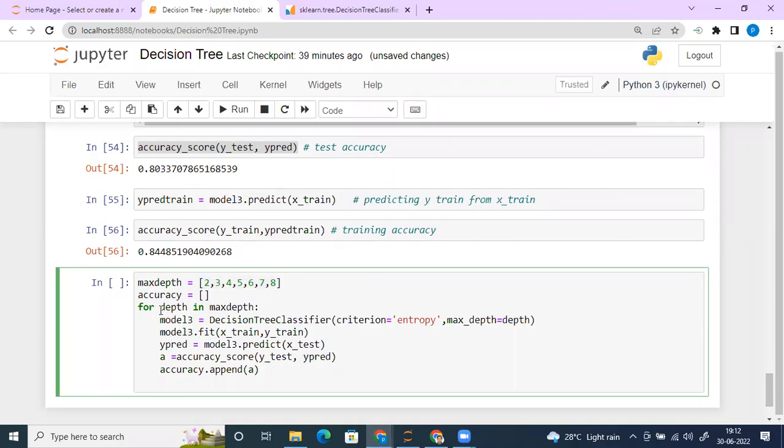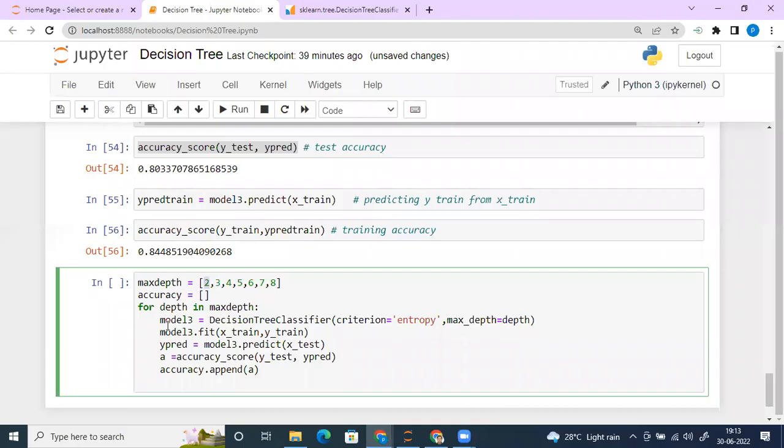So how many times is this loop going to run? I want to mention for depth in max depth. How many elements are there? 1, 2, 3, 4, 5, 6, 7. So this loop is going to run 7 times. In every iteration, depth will have a value equal to one element of this. In the first iteration, depth will have the value 2. Right. So now what?